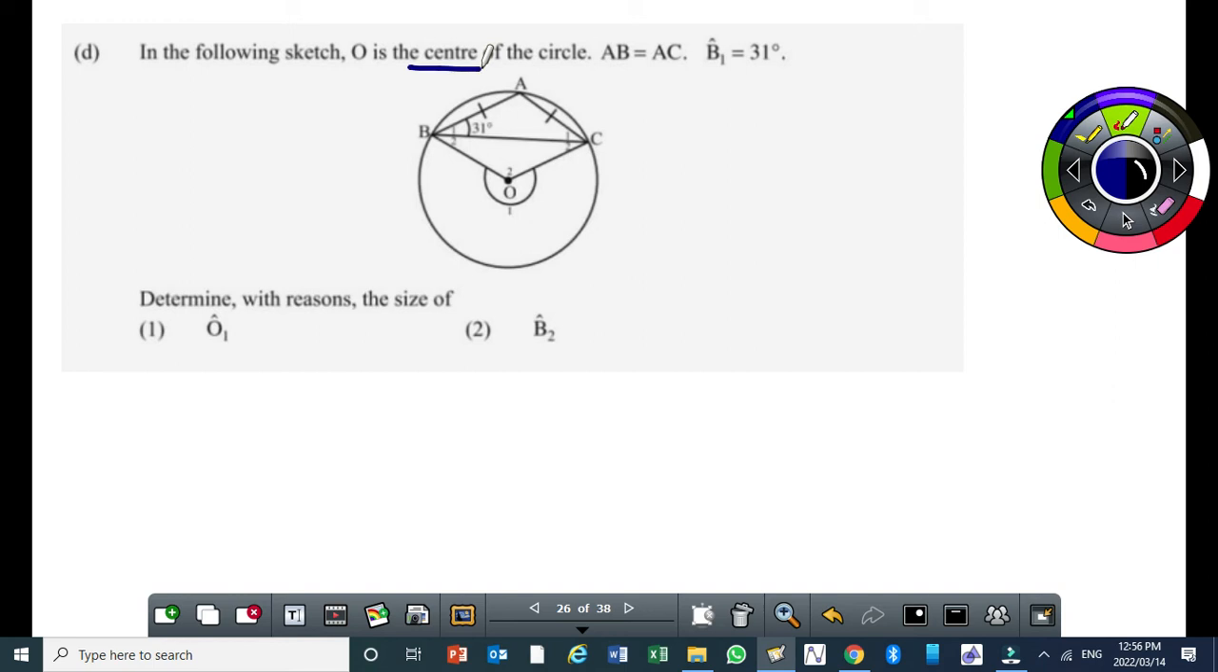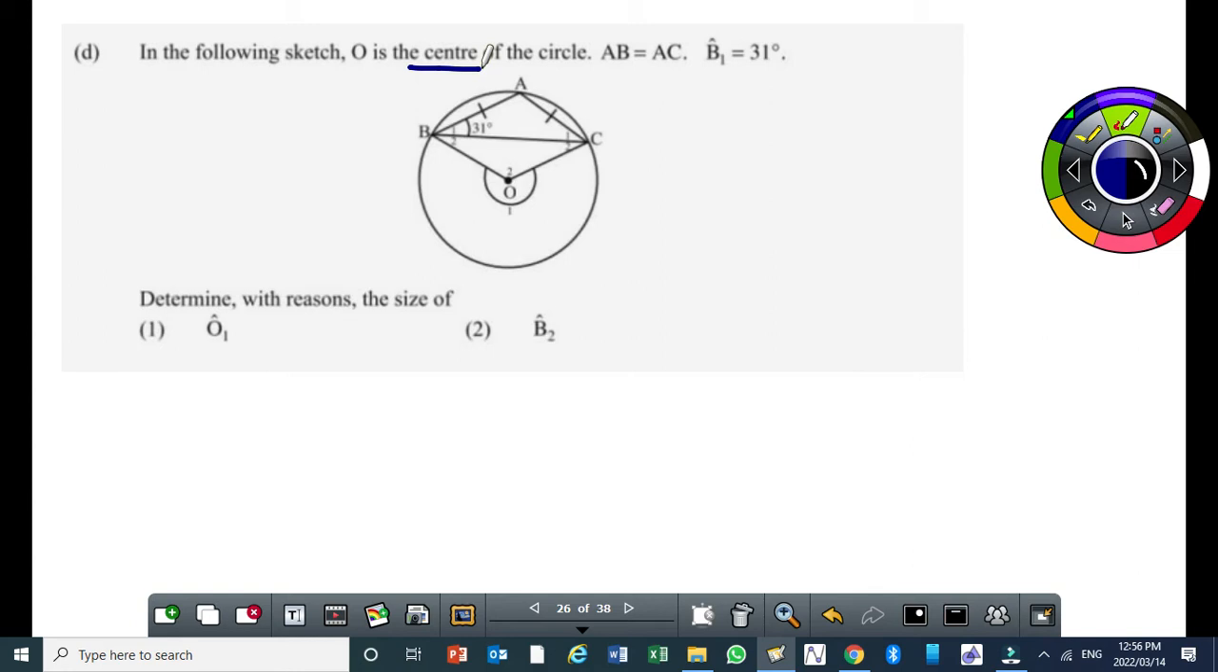We have got a center. It's a clue that we might need to use one of the center theorems, but not theorem 1, because theorem 1 does not involve angles. By now you should have seen that. If you are studying hard, you should have seen that theorem 1 does not involve angles.